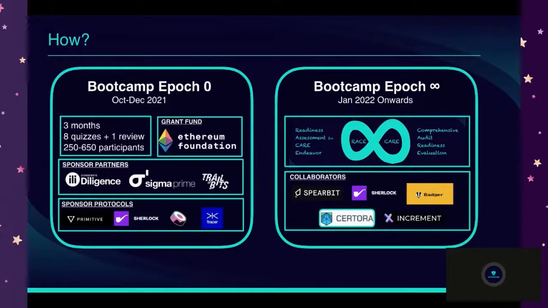So Bootcamp Epoch Infinity, and I realized that I'm already out of time, so I'm going to be stopping in a minute. Bootcamp Epoch Infinity is structured as an infinite series of races and cares, what you see on the right-hand side of the slide here. So race is just a catch-all term for a quiz. It could be a challenge of any sort. It could be a CTF or anything else in the future.